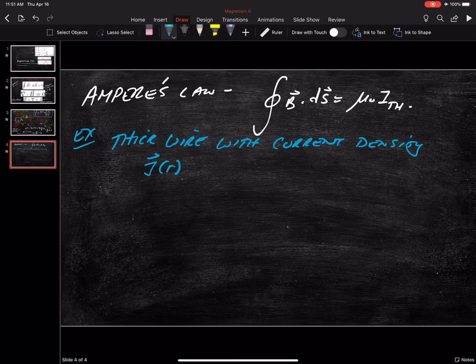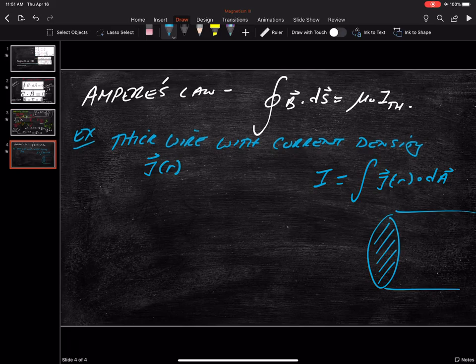Okay. J of r, what does this mean? Well, remember what this J of r is. This J here is defined such that the total current is the integral of J of r dot dA. If you've got some wire here, J is the current per unit area, such that if you integrate over the width of this wire, you get the total current in that wire. So that's the idea.